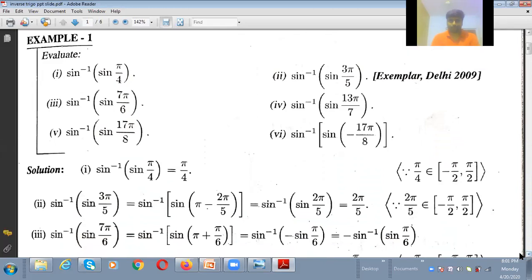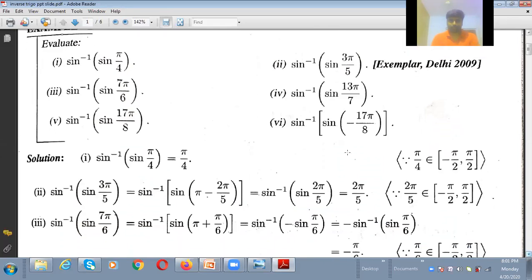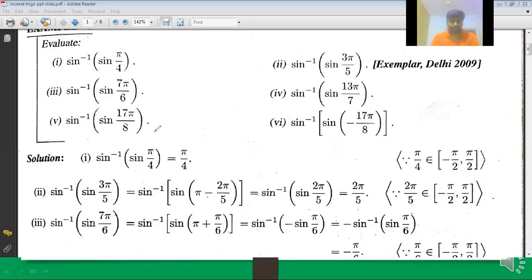Okay. So now sine inverse of sine pi by 4. Here, can I cancel the sine inverse sine with the outside function? Yes, sine inverse sine gets cancelled. So we can write the answer as pi by 4.